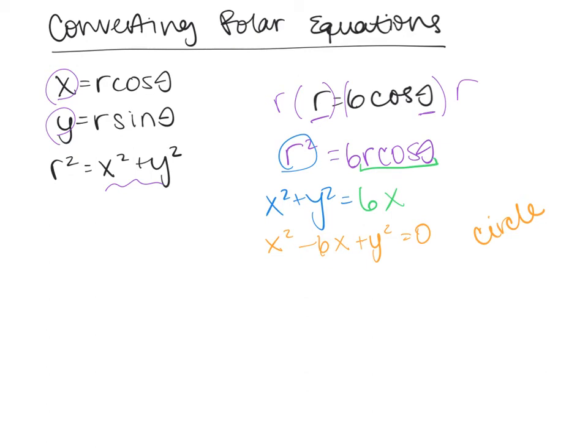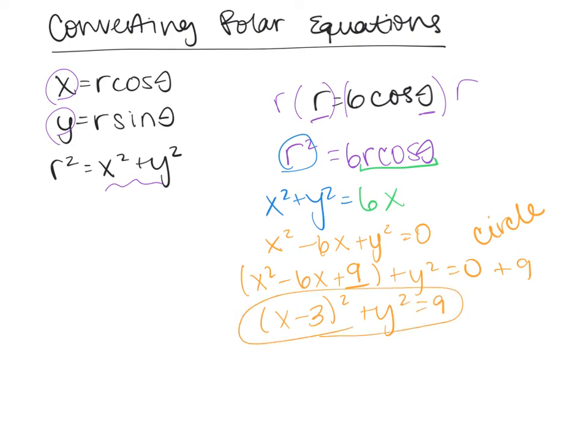Now to put this into the standard center-radius form, we're going to go back to last chapter and complete the square. In this case, negative 6 divided by 2 is negative 3, squared is 9, add it to both sides. So this turns into (x minus 3) squared plus y squared equals 9.